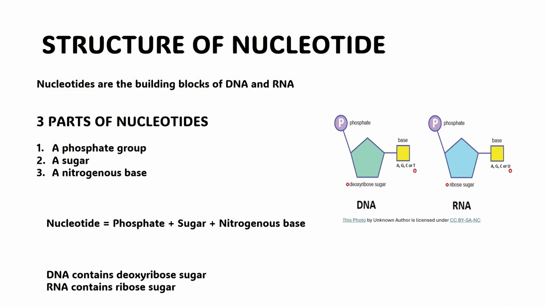DNA and RNA are made up of smaller building blocks called nucleotides. Every nucleotide has three parts: a phosphate group, a sugar, and a nitrogenous base. Nucleotide equals phosphate plus sugar plus nitrogenous base.